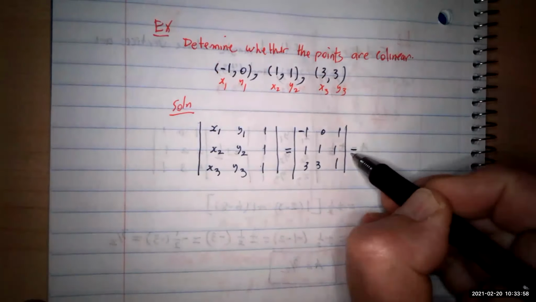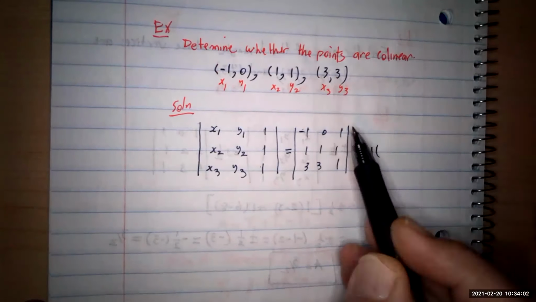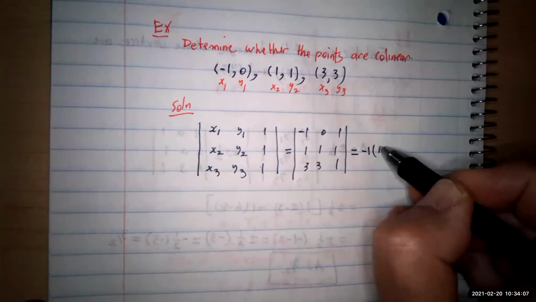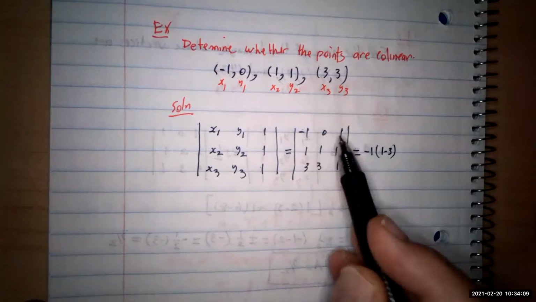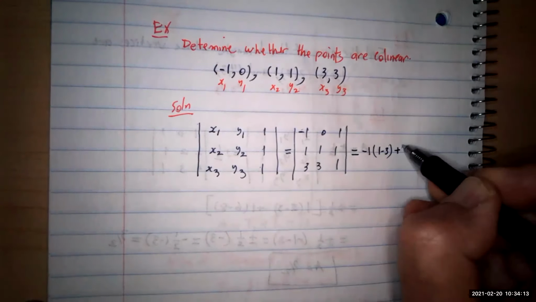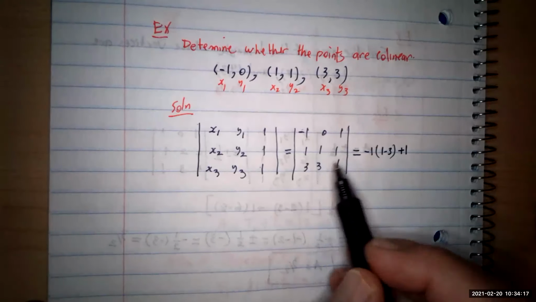Okay, there you are. I'm going to distribute along the first one, which is -1 times... Eliminate the first row and the first column. That gives me 1 minus 3. I don't have the second one, so I go to the third one. So it's going to be +1. Eliminate the first row and the column. That gives me 1, 3.